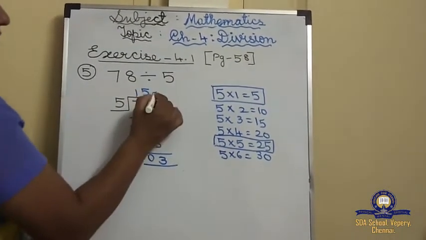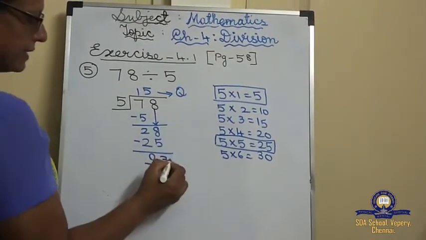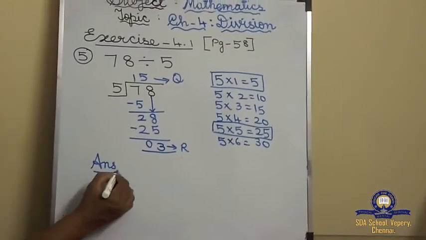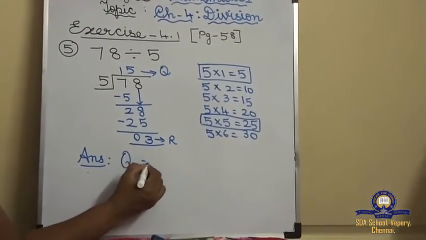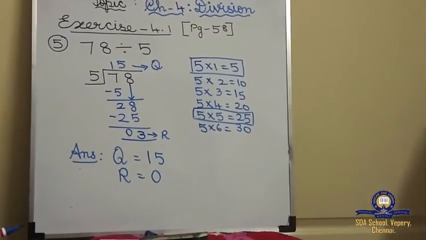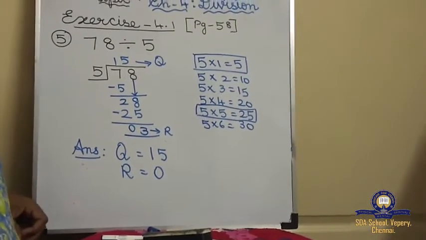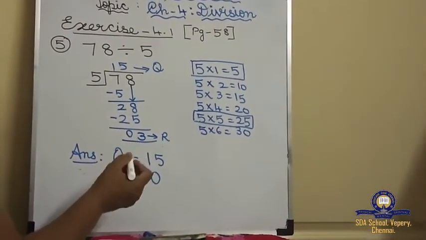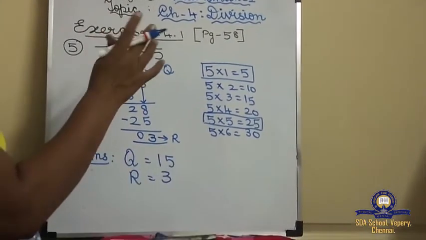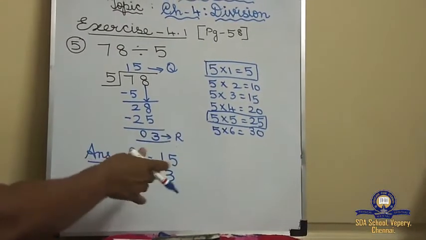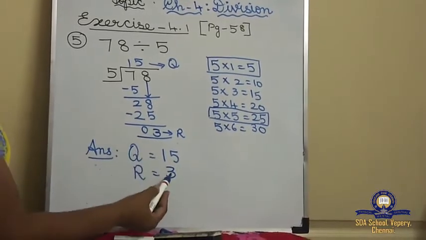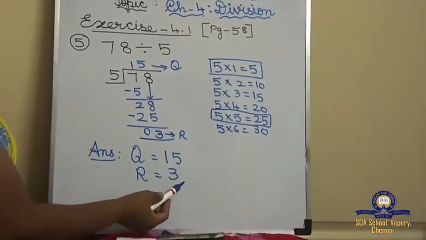So here this is the quotient and this is the remainder. So here what's the answer, children? Quotient is 15 and remainder is 0. Understood, children? Okay. Sorry, the remainder is 3, because in the previous sums 0 came, so mistakenly I have written 0. But here what's the remainder? 3. It's 3. Understood, children? Okay.